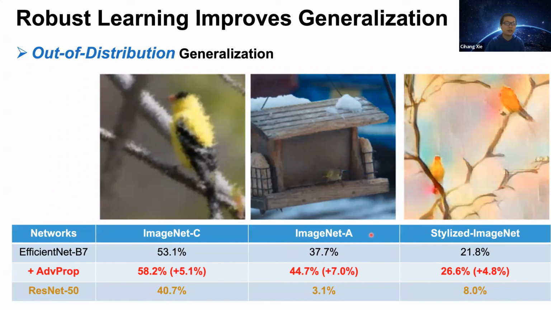And in terms of absolute value, you can see that the ResNet-50 does pretty badly on these three benchmarks. Only 40.7 on ImageNet-C, while now we can get 85.2, right? And on ImageNet-A, the original ResNet can only get 3.1, where we can get 44.7. And on Stylized ImageNet, the original one can only get 8.0%, but we can get 26.6%. So in terms of this absolute value, AdvProp can establish a very strong baseline on these out-of-distribution benchmarks.